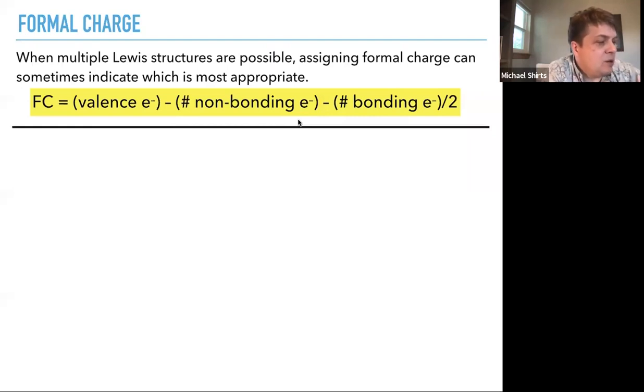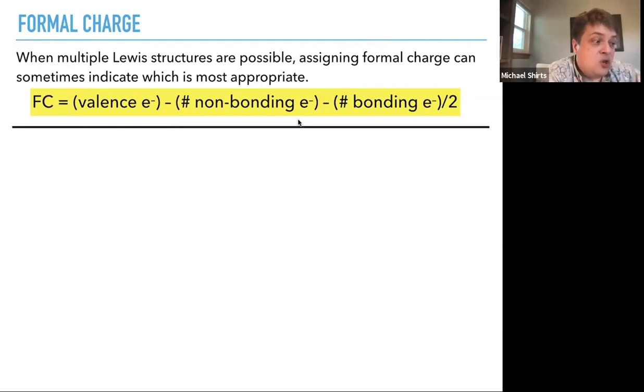So what we do for the formal charge, we take the number of valence electrons of that atom. And the formal charges are assigned per atom. We subtract out the number of non-bonding electrons, and then we subtract out half of the bonded electrons. Those are only shared, so they only count for half. So the sum of the formal charges has to equal the net charge. If it doesn't, you did something wrong in assigning formal charges.